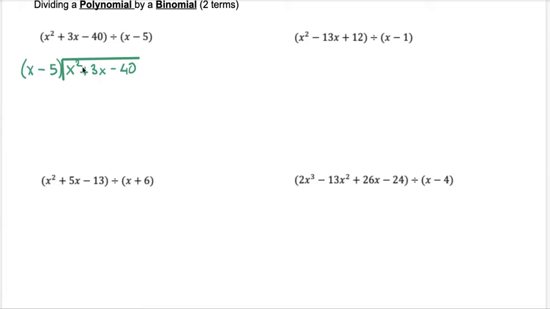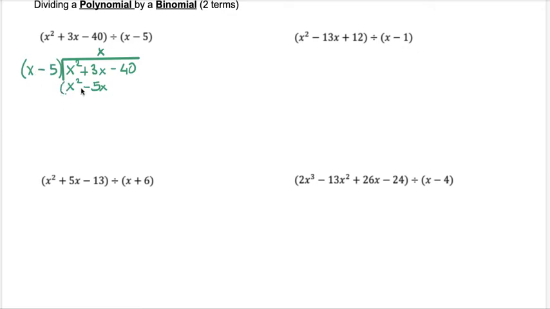How many times does x go into x squared? Okay, well, it goes in x times because x times x is x squared. So it goes in x times. We're going to put this x here above its own term, its own degree of term, but also we're recognizing that this x minus 5 is being put into this whole x squared plus 3x. Okay, so if we multiply x times x minus 5, we get x squared minus 5x.